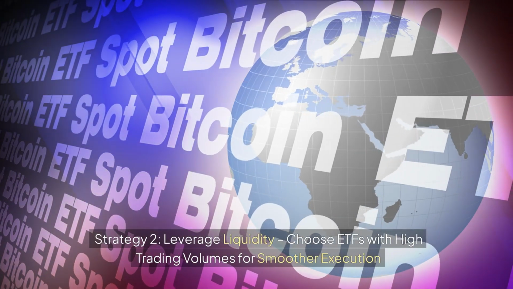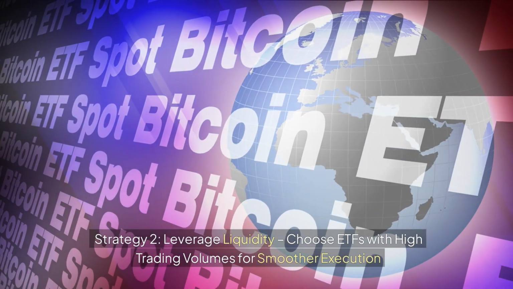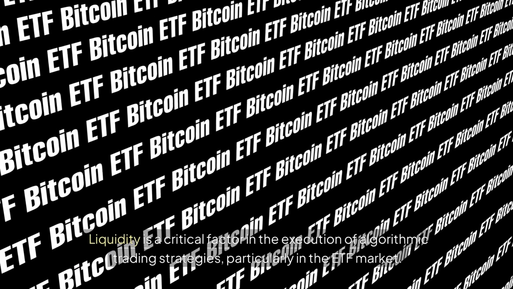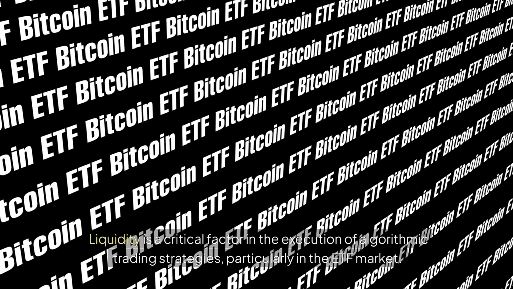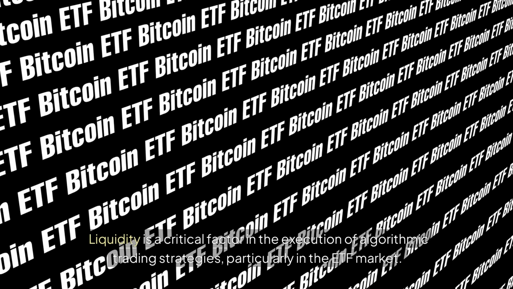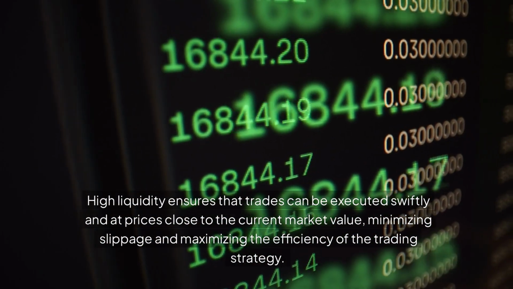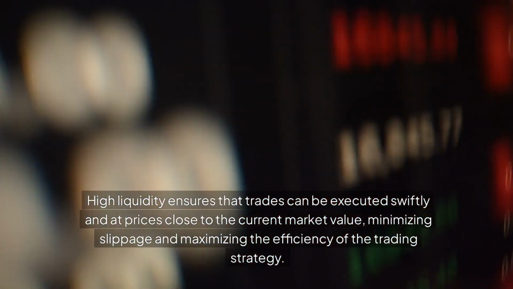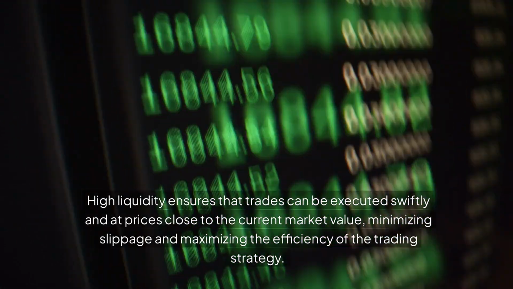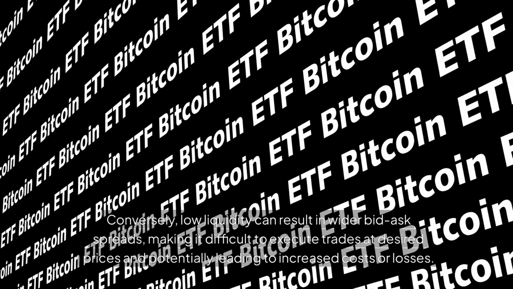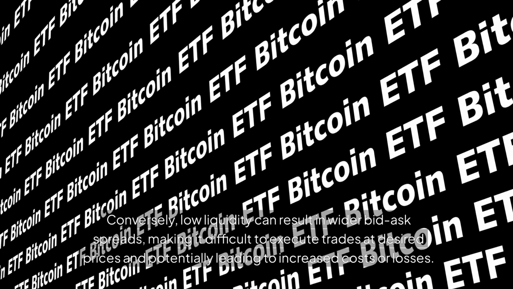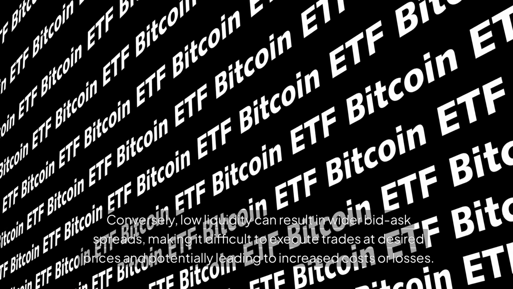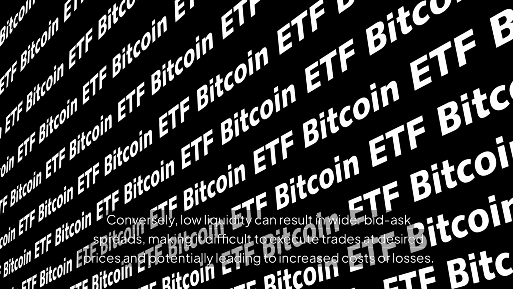Strategy 2. Leverage liquidity. Choose ETFs with high trading volumes for smoother execution. Liquidity is a critical factor in the execution of algorithmic trading strategies, particularly in the ETF market. High liquidity ensures that trades can be executed swiftly and at prices close to the current market value, minimizing slippage and maximizing the efficiency of the trading strategy. Conversely, low liquidity can result in wider bid-ask spreads, making it difficult to execute trades at desired prices and potentially leading to increased costs or losses.